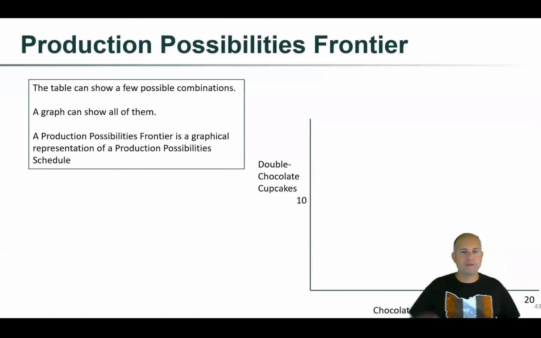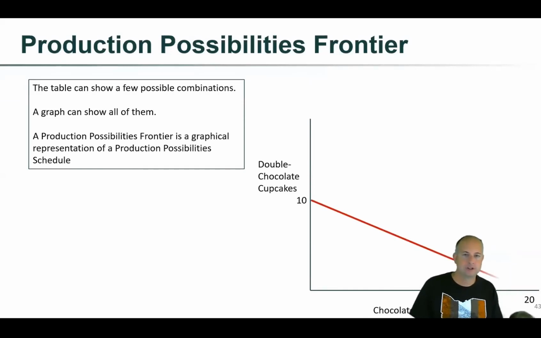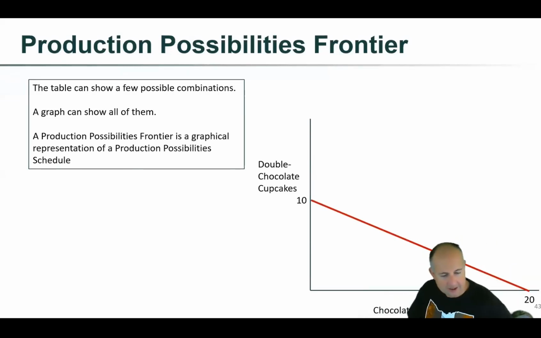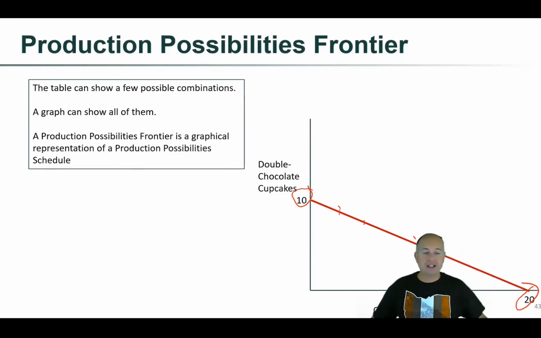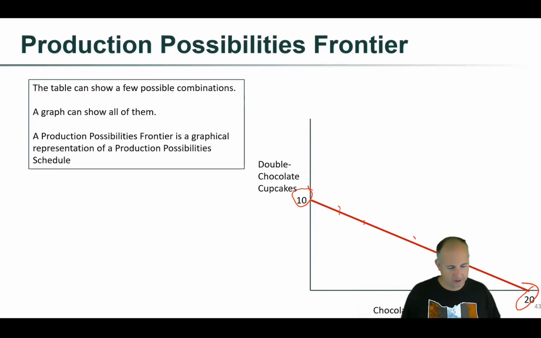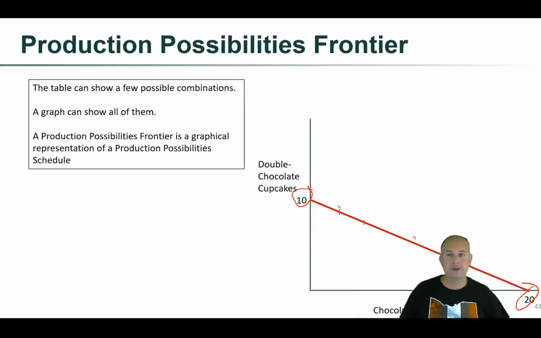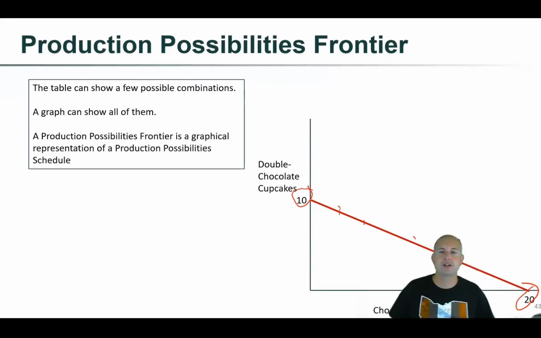The table can show a few possible combinations, right? We showed the 2 extremes, only chocolate, only double chocolate. The graph can show all of them. So a graph would look like that. We take double chocolate of 10, we take 20 regular chocolate, we connect the points, and these are all different options that he could make. And if you go back and look at the slides, you can see one other one that was in the middle. I don't want to belabor the point here. So the main thing to note is this production possibilities frontier is a graphical representation of a production possibilities schedule.